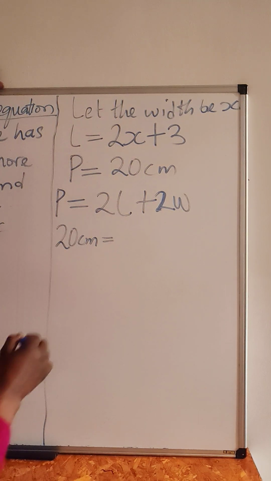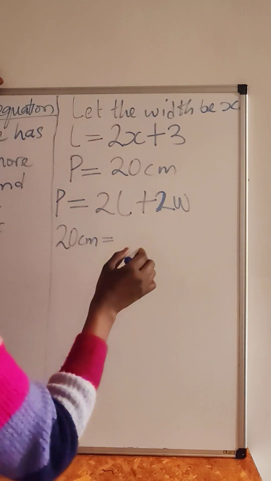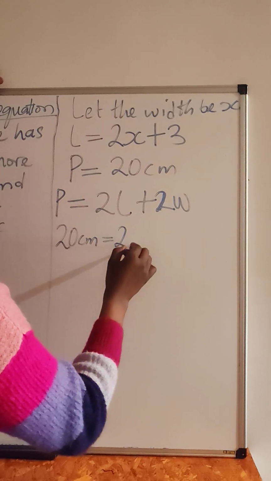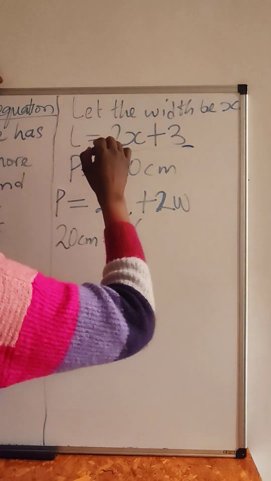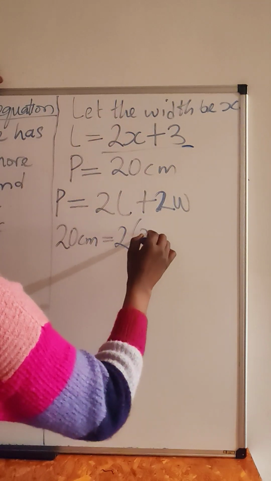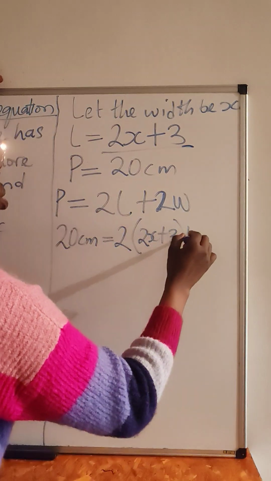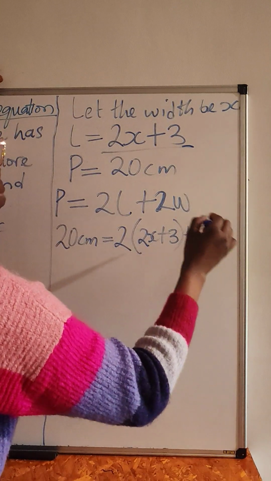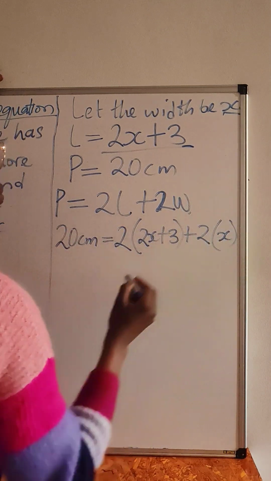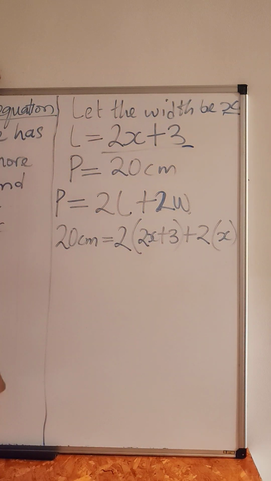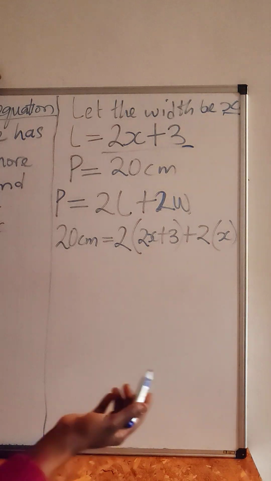And also, we have the length to be 2x plus 3. So we're going to write 2 here, and for L, we substitute what we have here for L, which is 2x plus 3, plus 2, open bracket, the width is x. So we can try now to open the bracket and do some arithmetic.